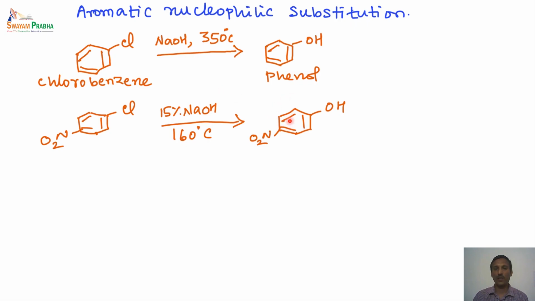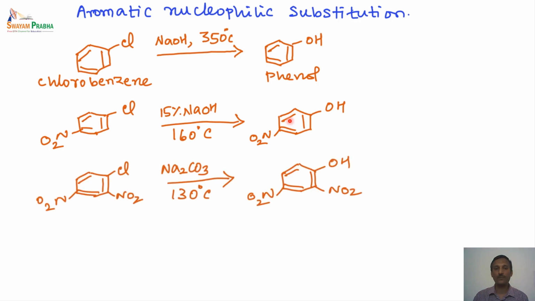So this gives the corresponding phenol. And if there are two nitro substitutions, that is 2,4-dinitrochlorobenzene, even sodium carbonate can be used at 130 degrees centigrade. We don't have to use a strong base, that is, sodium hydroxide is not used.